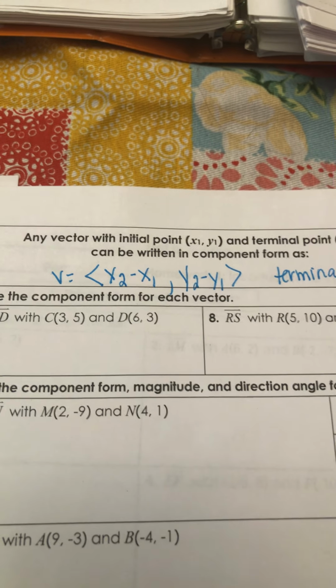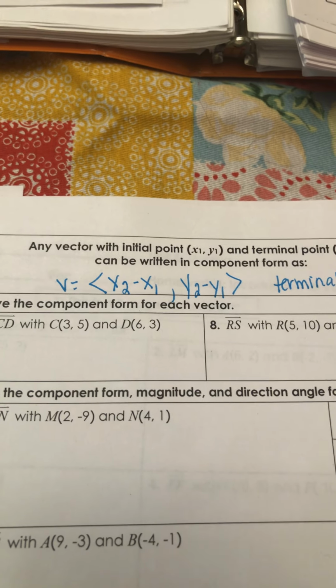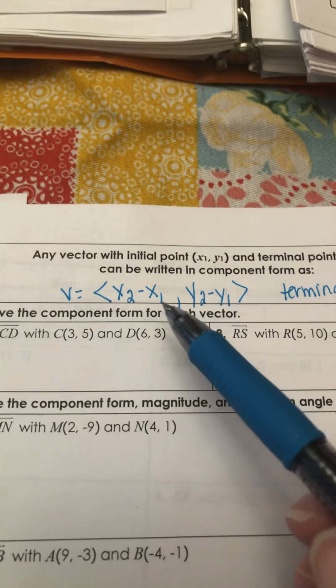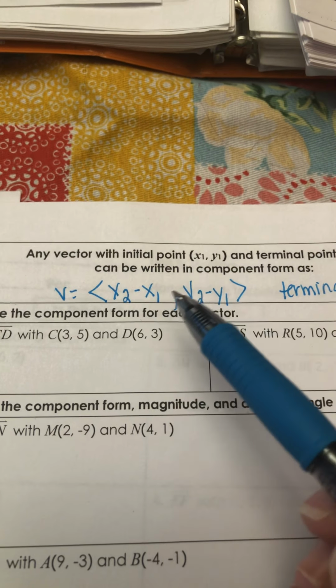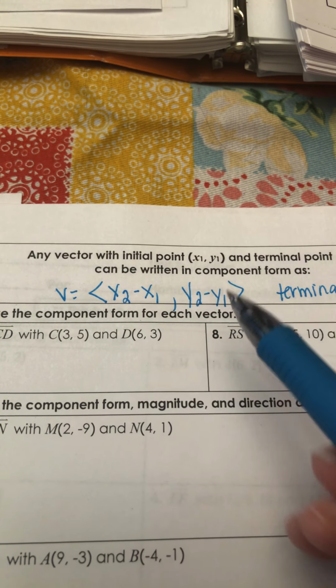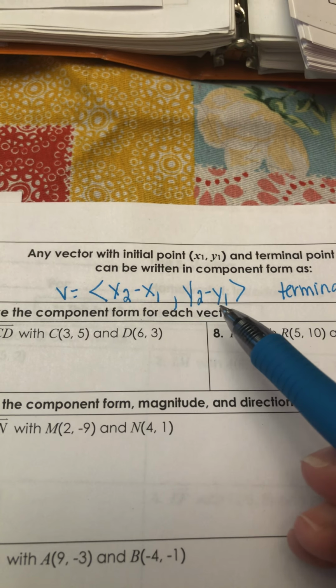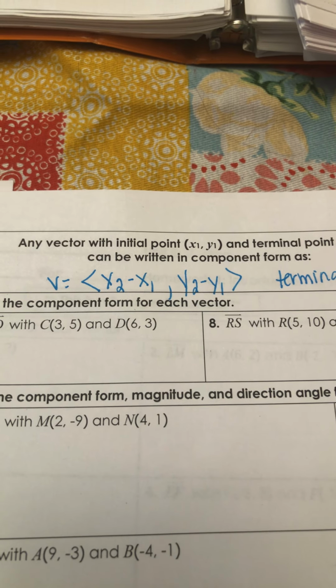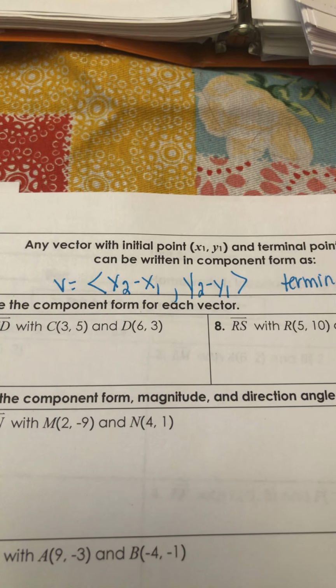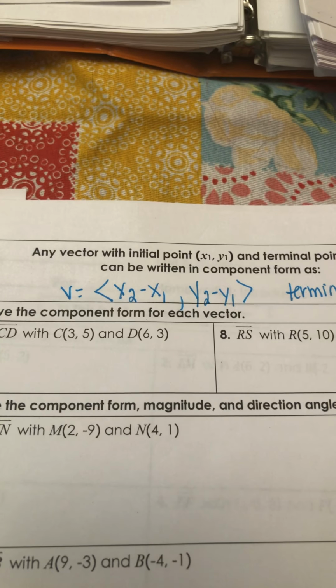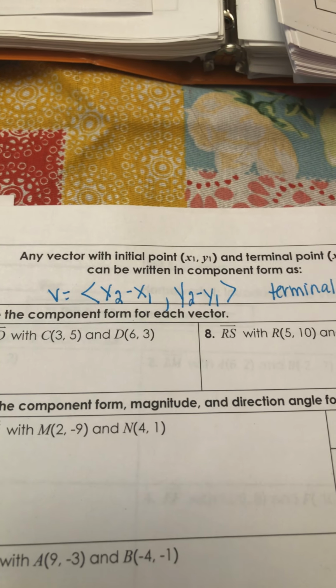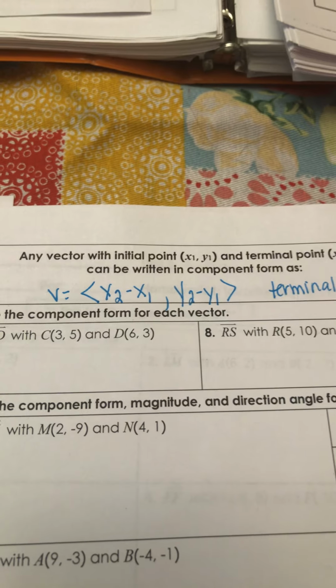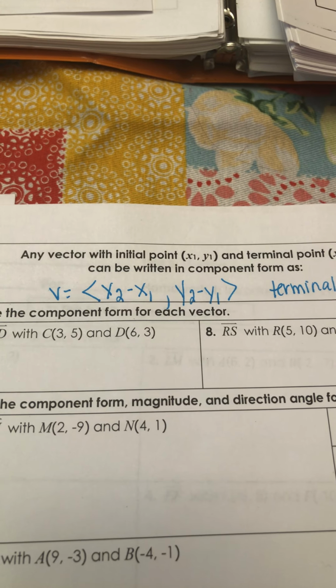But if you have just a regular old vector out there and you want to find its component form, you have to do x2 minus x1 and y2 minus y1. Now, you might be asking yourself, can I do x1 minus x2? The answer is no, exclamation point, all caps, bold, underline, everything that I can possibly say to get you to pay attention to this, okay?